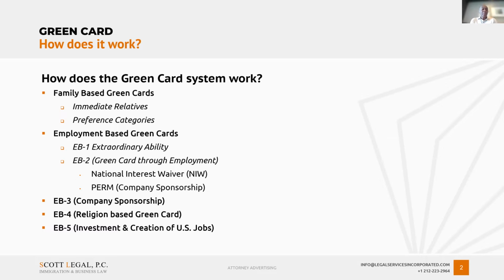The employment-based categories are broken out into EB1 through EB5. EB1 is extraordinary ability. EB2 is either the national interest waiver or what's called PERM, which is a company sponsoring you for a green card. Then EB3 is also a company sponsoring you for a green card. EB4 is a religious-based visa; we don't really do those. And then EB5 is the investor-based visa, which requires investing 800,000 or 1,050,000.